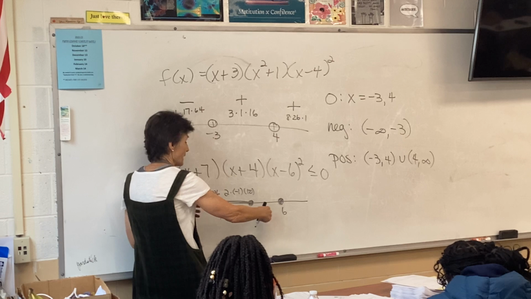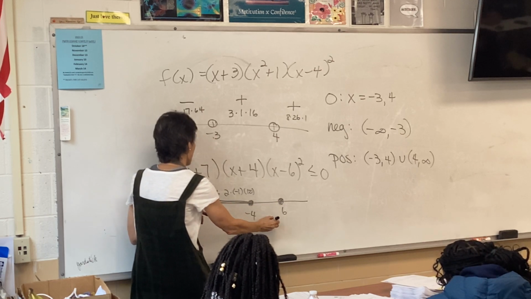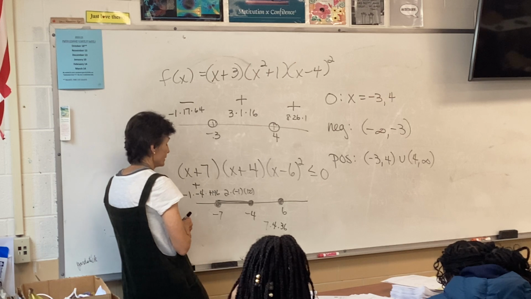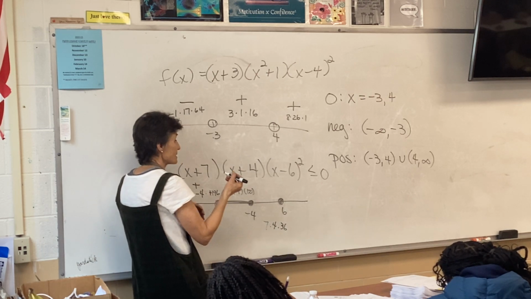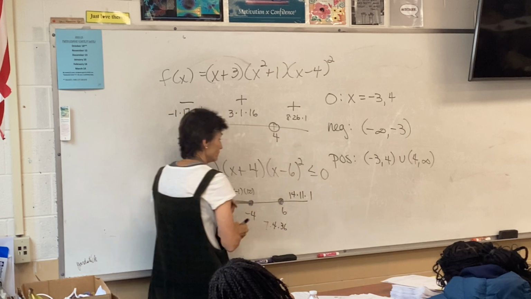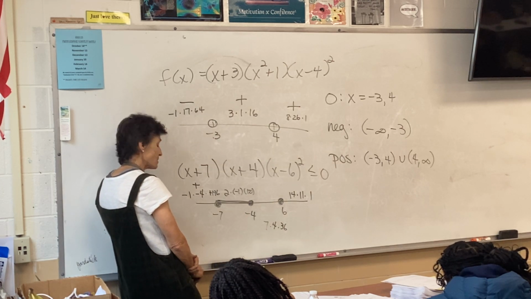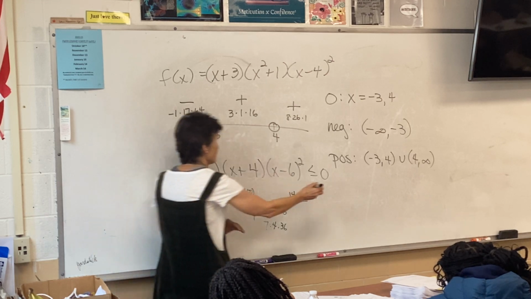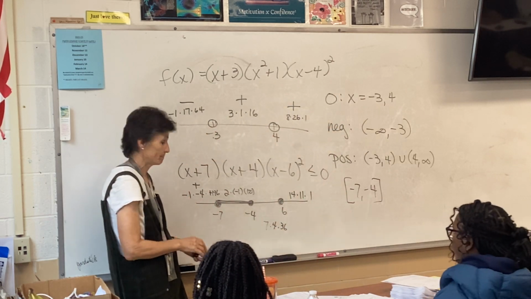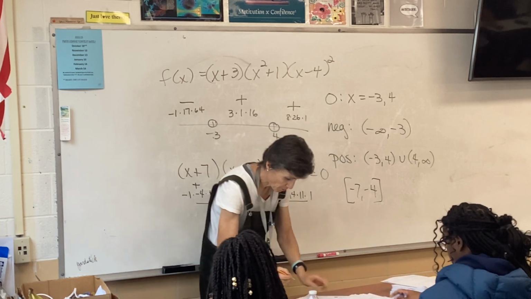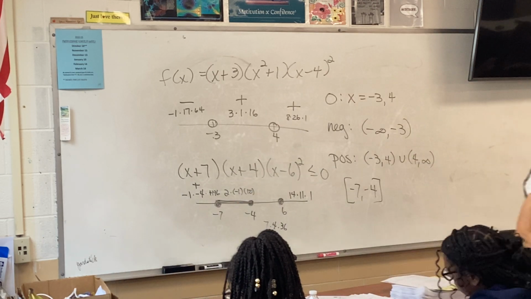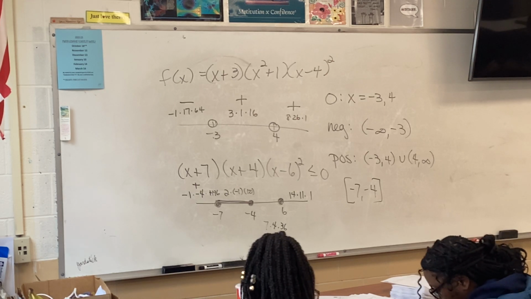0. Any number between here will work. I'm using 0. 7 times 4 times 36. Not good. And then 7. 14 times 11 times 1? Not good. So the answer to the problem is just that little section, bracket, negative 7, negative 4. You getting the gist of how that works? All right, we'll stop there. Don't tell your parents, we're wasting a minute. So next time we have a quiz, I'm going to pick up there.